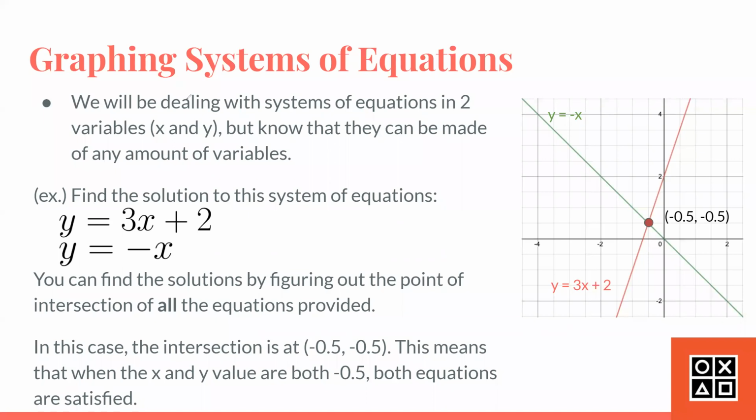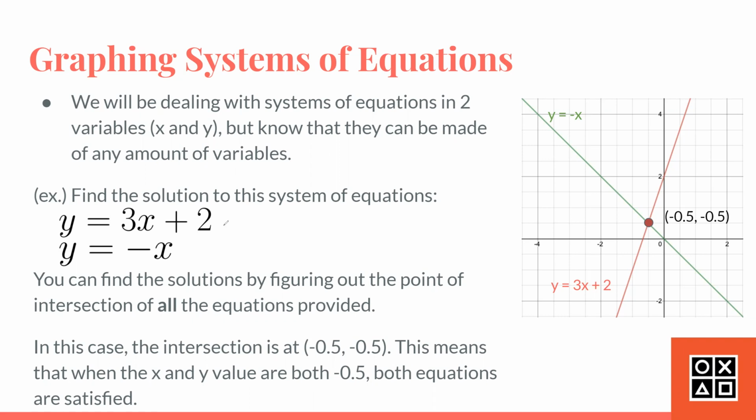Graphing systems of equations. We'll be dealing with systems of equations in two variables, x and y, but know that they can be made in any amount of variables. Example: find the solution to this system of equations. y equals 3x plus 2 and y equals negative x. You can find the solution by figuring out the point of intersection of all the equations provided.